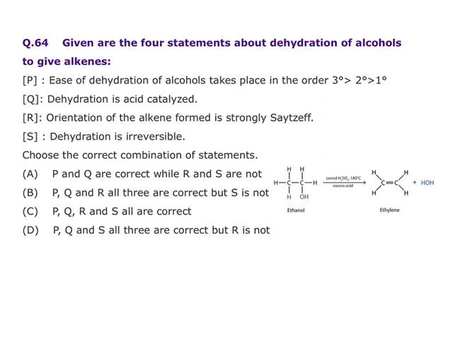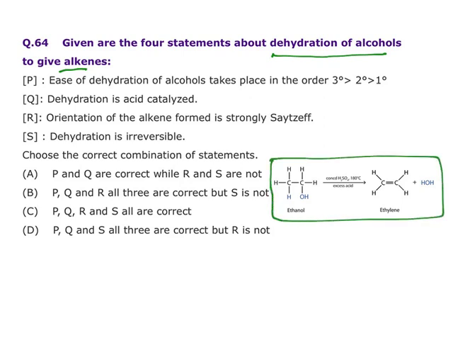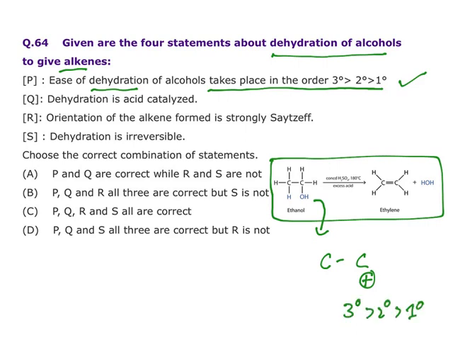Now, given are the 4 statements about dehydration of alcohols to give alkenes. So this is what dehydration of alcohols to give an alkene is. Now look at them. Ease of dehydration of alcohol takes place in the order of tertiary is greater than secondary is greater than primary. True. Why? Because when this OH comes out, it forms a carbocation. Carbocation stability is in the order of tertiary is greater than secondary is greater than primary. So the ease of dehydration follows the pattern.